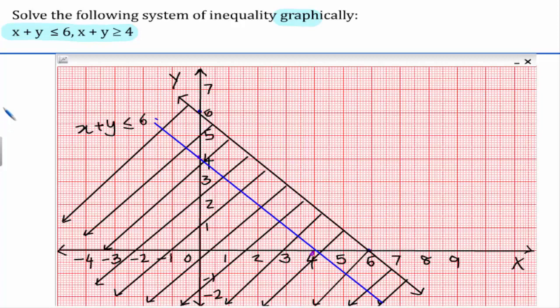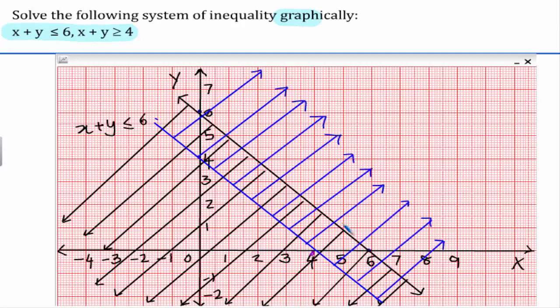So we have to select the lines which are opposite to the origin. It should be like this. Now here is the solution region of the inequality x plus y greater than or equal to 4. So the solution of the system is the common area of the two solution regions.